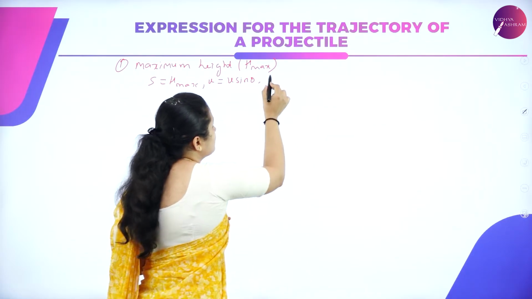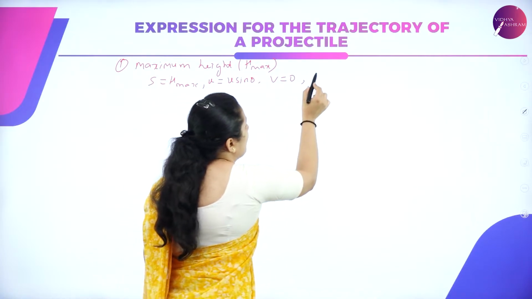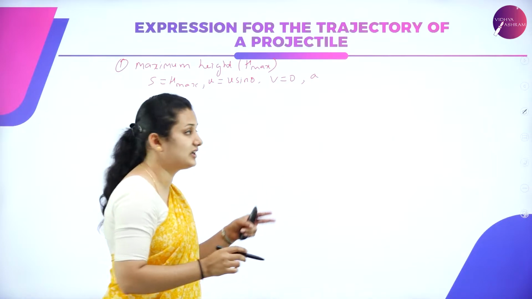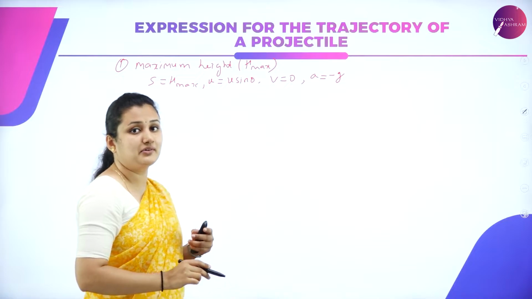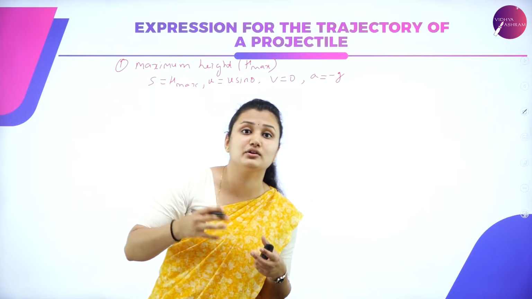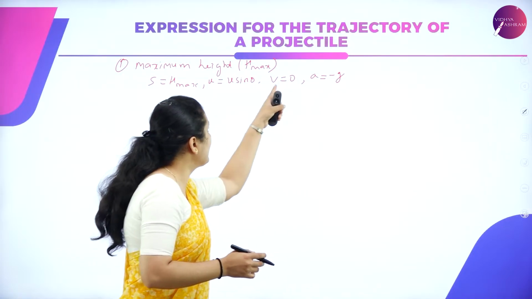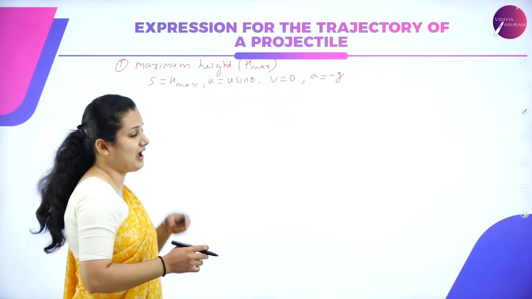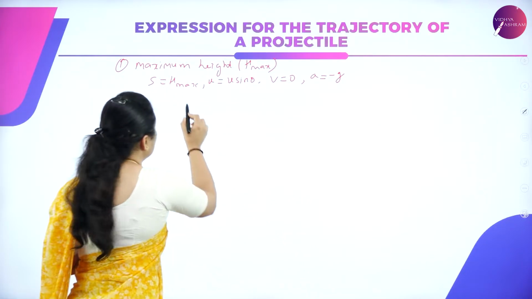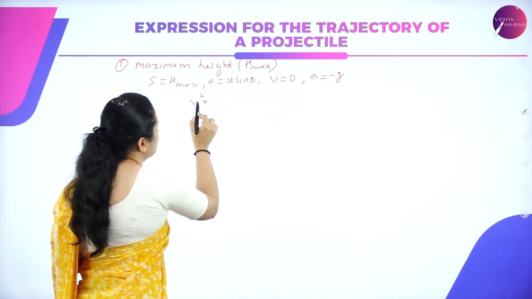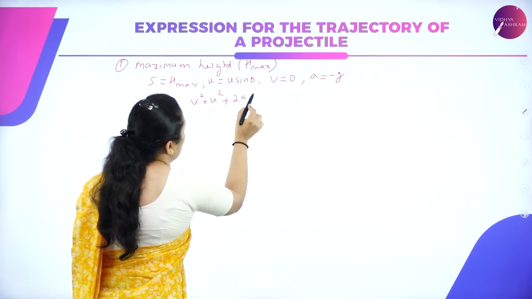When we reach the maximum height, what will be the final velocity? It is 0. And what is a? For the y-axis, the vertical component, it is minus g. Now I have to derive the expression which is independent of time. So I have a, I have v, I have the initial velocity, I have s. I will consider the third equation of motion, which is v square is equal to u square plus 2as.